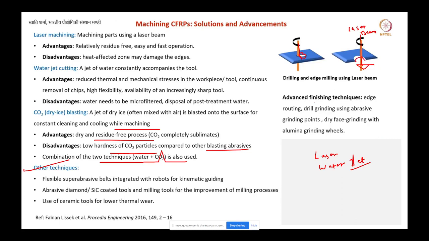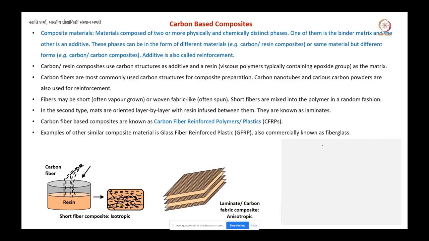So the advanced finishing techniques are edge routing, drill grinding using an abrasive grinding point, and dry face grinding with alumina grinding. So these are some machining techniques by using which you can thin down your materials, and you can make it whatever shape you want for the further application.